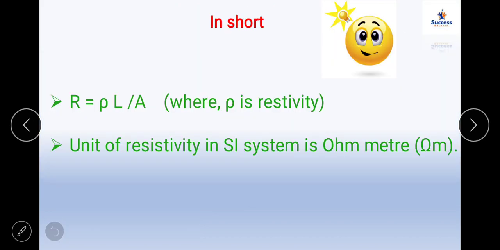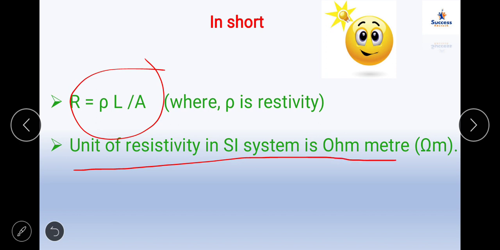And in short, what we have learned today is the numericals based on the formula R is equal to rho L by A. This is a very interesting formula. And the unit of resistivity in the SI system, how to derive it, it comes out to be ohm meter. So solve all the try yourself questions on your own and upload the image of whatever you have solved. If there is any mistake in it, it will surely be reviewed by me.